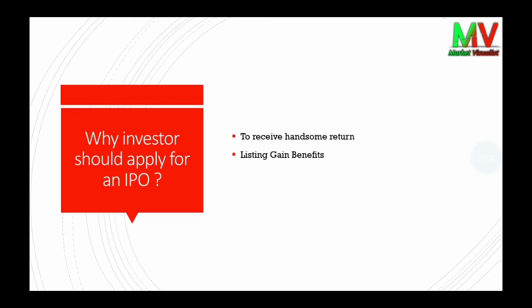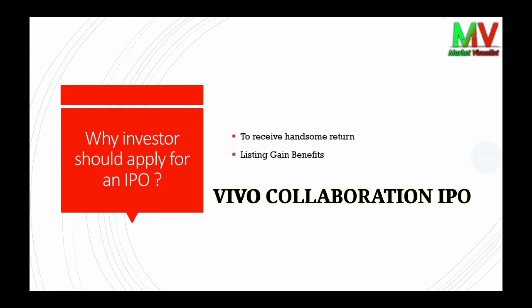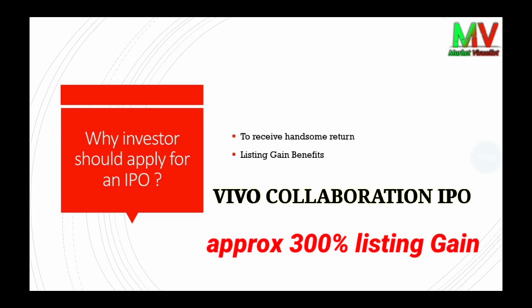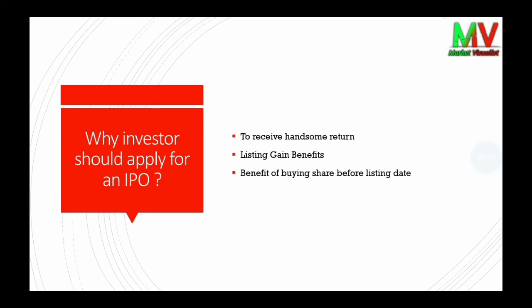Listing gain benefit. As we discussed in the above point, a smart investor gets a listing gain from an IPO listing. Recently, the SME IPO Vivo Collaboration gave 300% or more return on the IPO. Benefit of buying shares before the listing date.